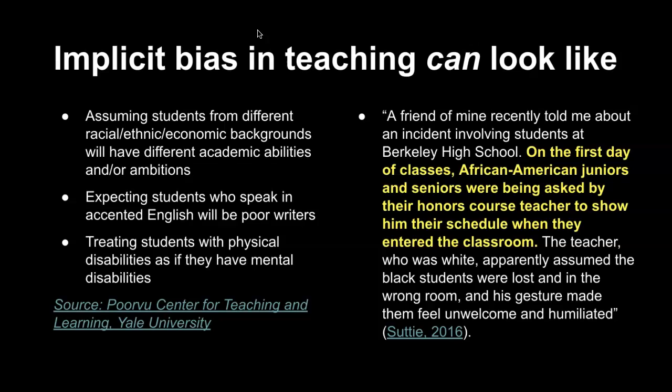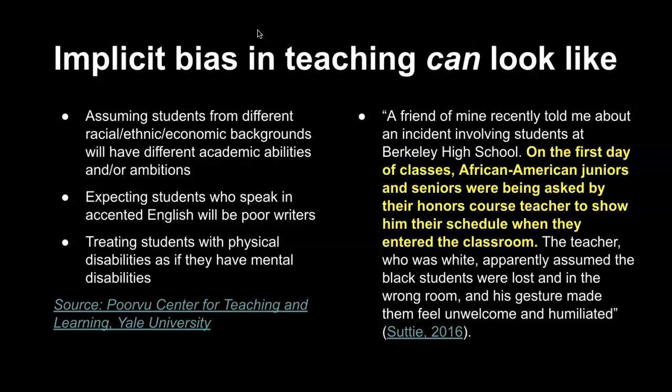Implicit bias can look like assuming students from different racial or ethnic or economic backgrounds will have different academic abilities or ambition. So, i.e., oh, so-and-so got a C, that's really high for this student, or that's a good grade for this student, right? Whereas we have other students who would never settle for less than an A. Implicit bias can also look like expecting students who speak in accented English to be poor writers, right?